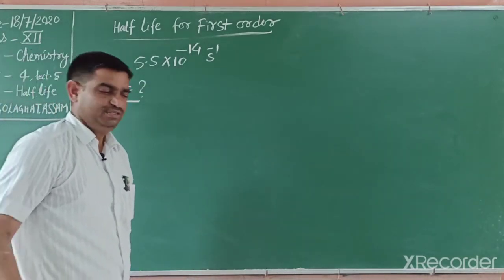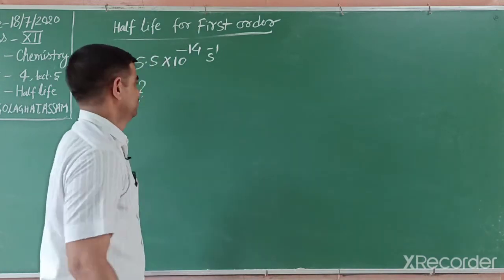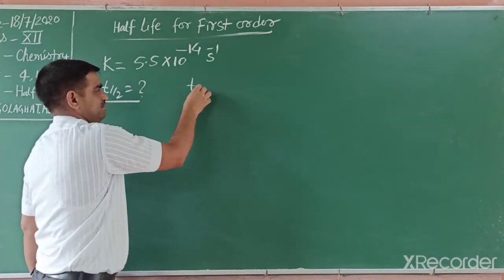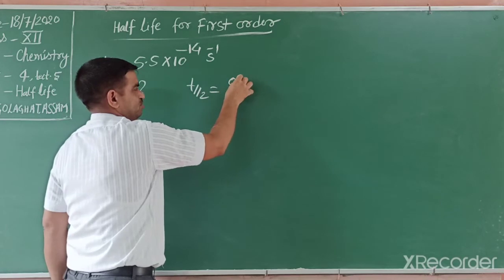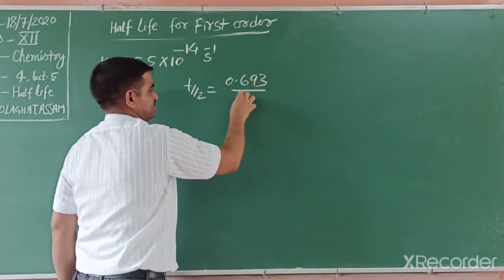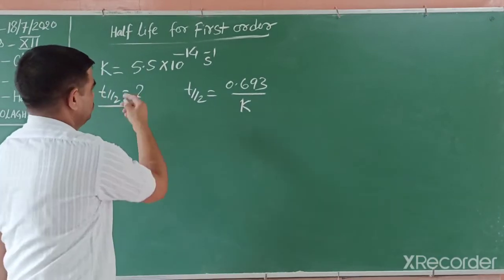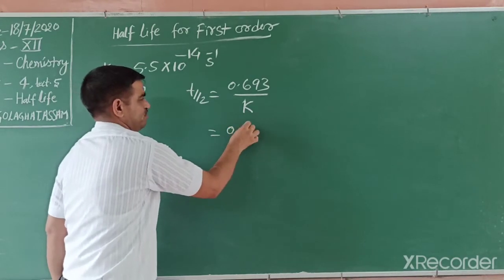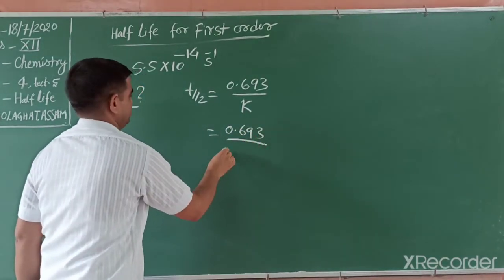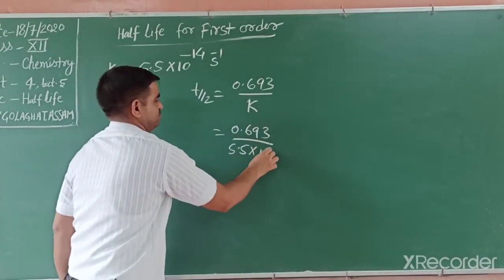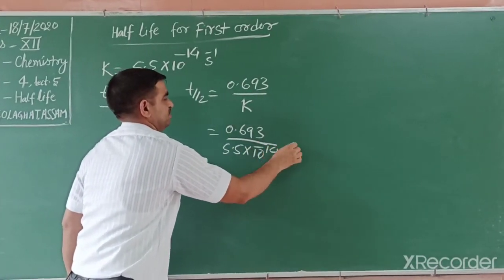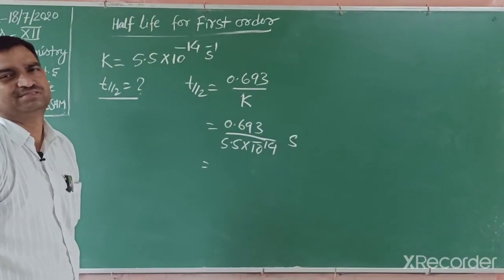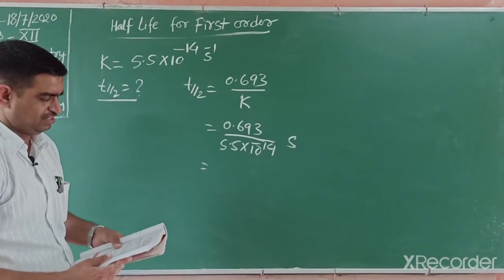Students, such type of questions depend directly on the formula. We know for first order, the half life and rate constant relation: t half is equal to 0.693 divided by k. So we put the value directly and get the answer. Then we get 0.693 divided by 5.5 into 10 to the power minus 14 per second. So when we solve this, we get the answer. So this is the answer.